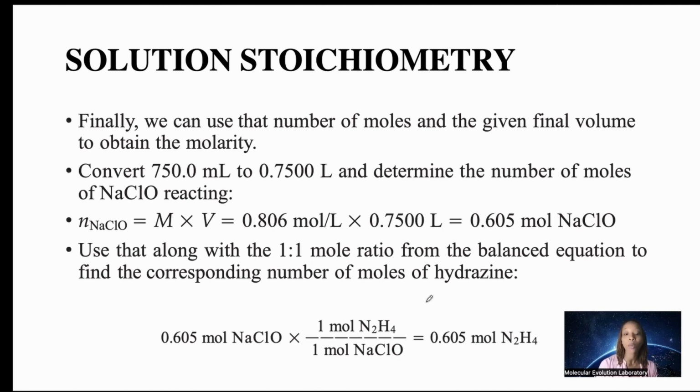Use that along with a 1:1 ratio from the balanced equation to find the corresponding number of moles: 0.605 mole of sodium hydroxide times 1 mole of hydrazine. So basically 1 mole of hydrazine divided by 1 mole of sodium hydroxide is 0.605 mole of hydrazine, N2H4.